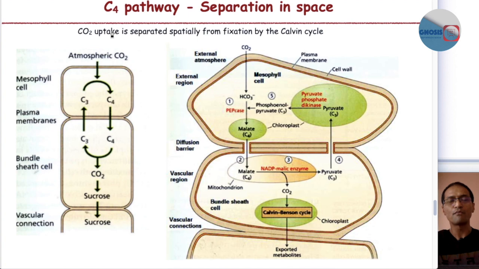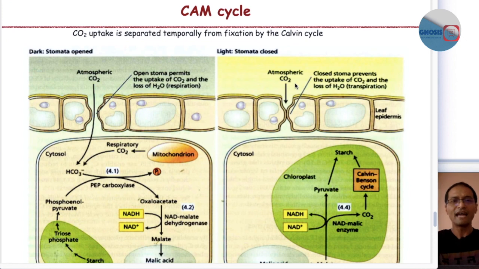In the C4 plants or the C4 pathway, uptake of carbon dioxide, or the initial fixation of carbon dioxide, is separated in space from fixation of carbon dioxide in the Calvin cycle. Another adaptation of the C4 cycle is what we call the CAM cycle or the CAM pathway.